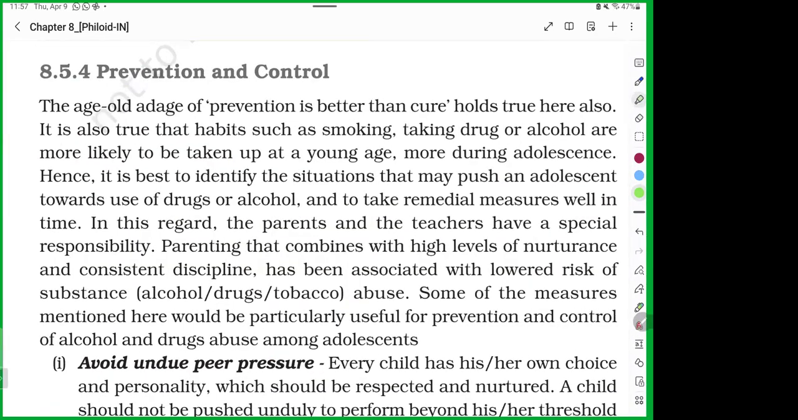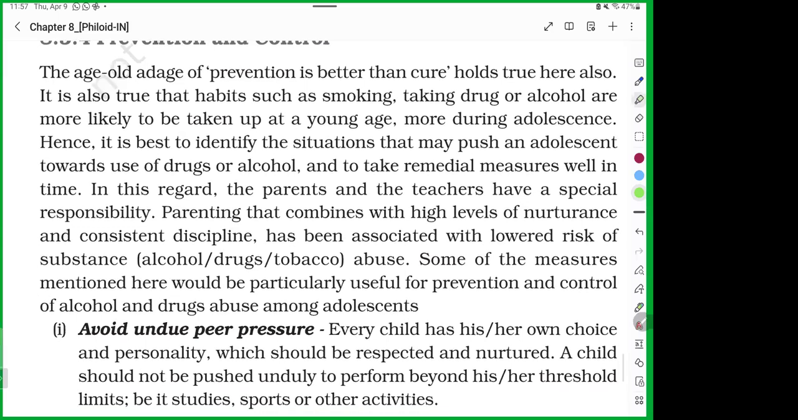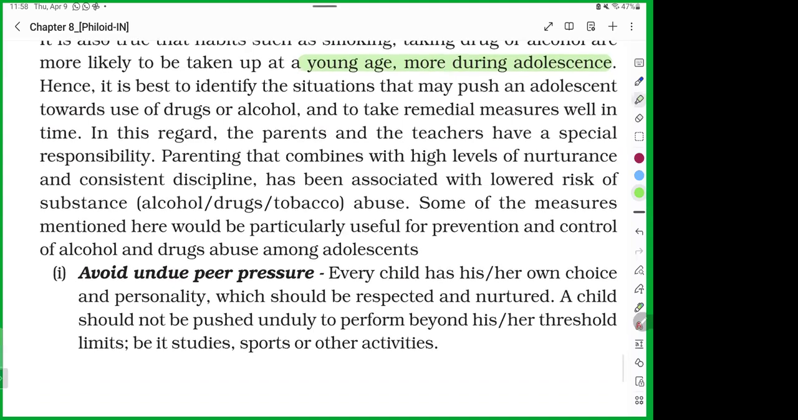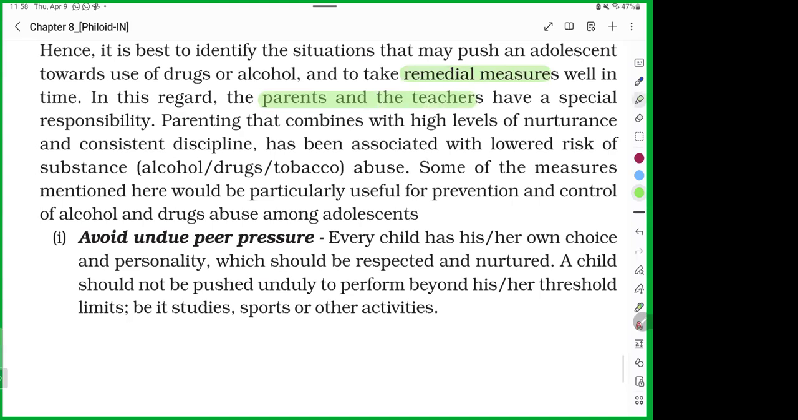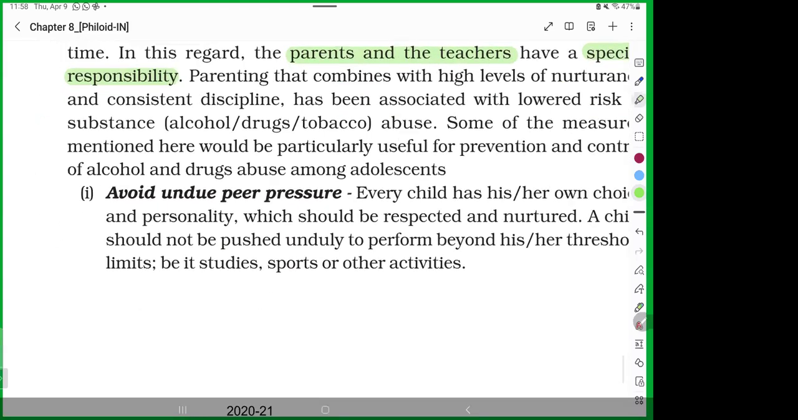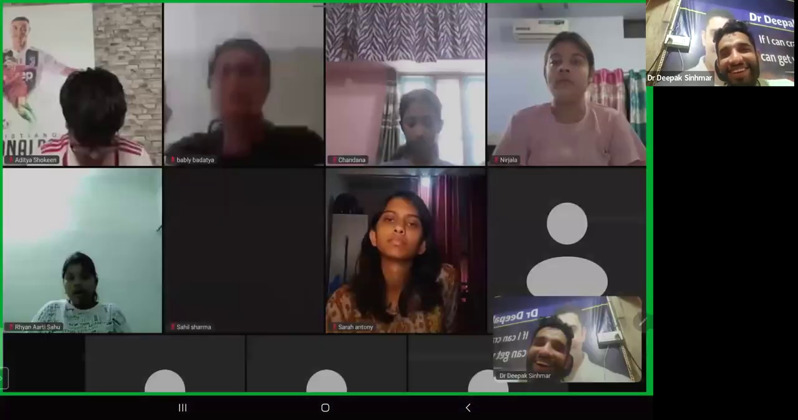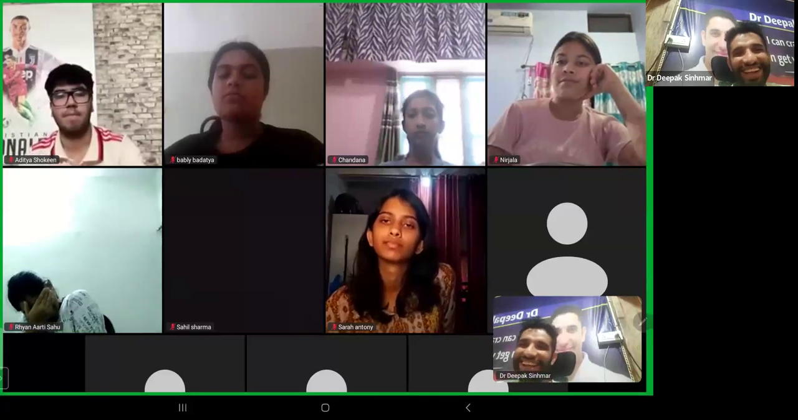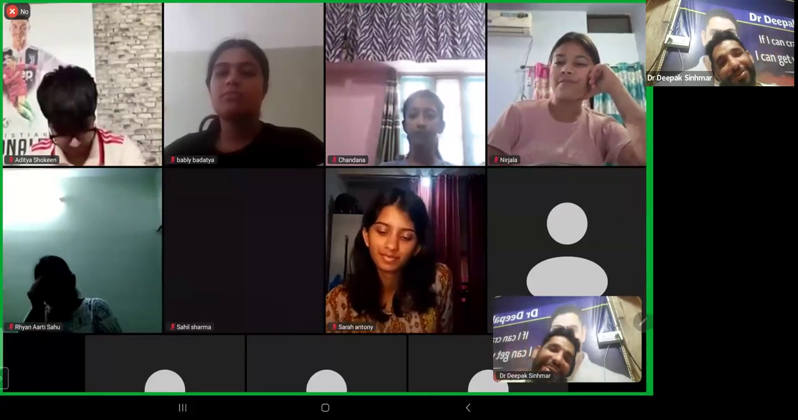Okay, so first thing, most of these bad habits are taken during adolescence. So to best identify the situation, correct? Identify the situation, take remedial measures on time. Parents and teachers have a special responsibility. Tell me, guys, are teachers taking enough responsibility for your behavior, or do they not care what you do?